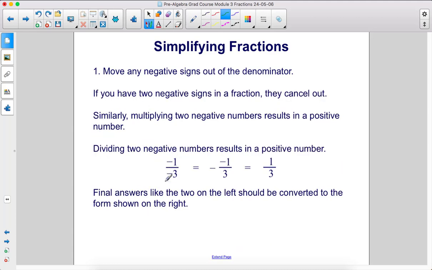If you have two negative signs in a fraction, they cancel out. Similarly, multiplying two negative numbers results in a positive number. Dividing two negative numbers results in a positive number. Final answers, like the two on the left, should be converted to the form on the right. So if you have -1 over -3, those negative signs cancel out, you just get 1/3. Or if you had -1 over 3, those two negative signs will cancel out. You still end up with 1/3.